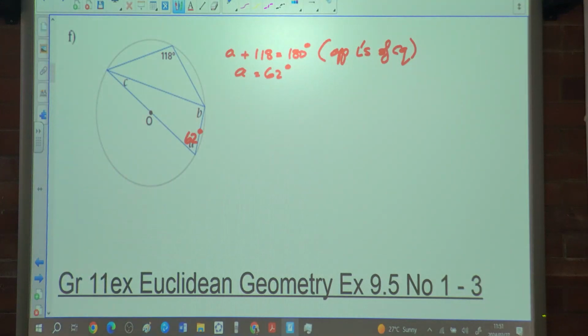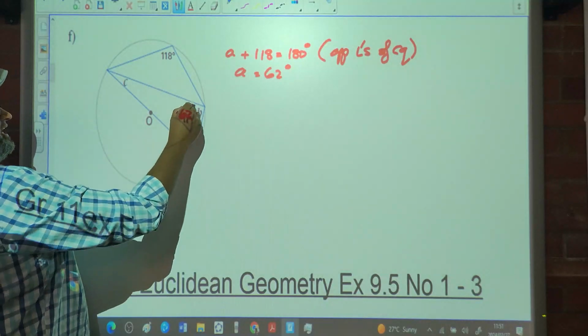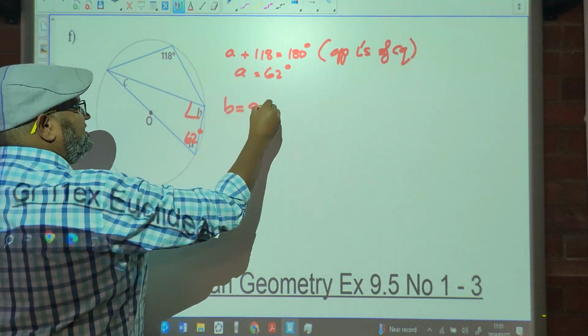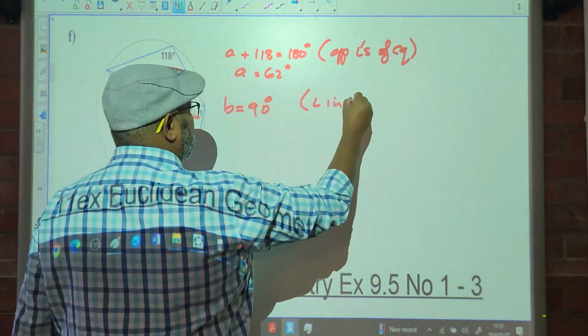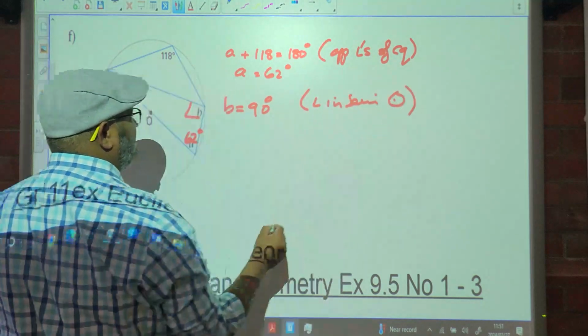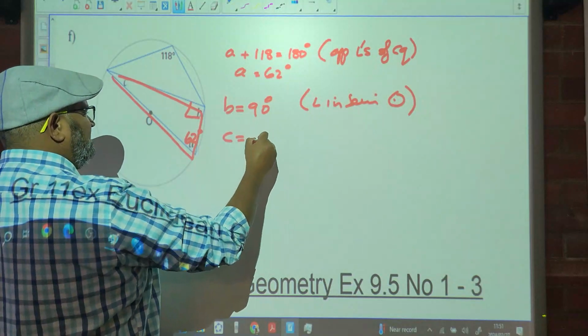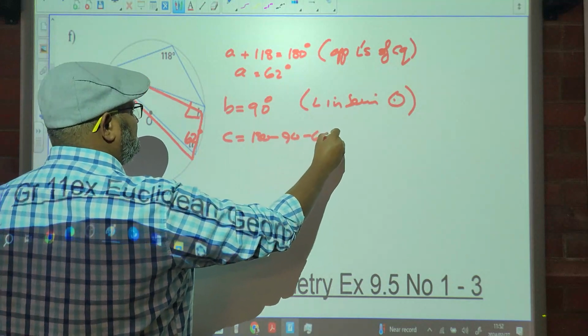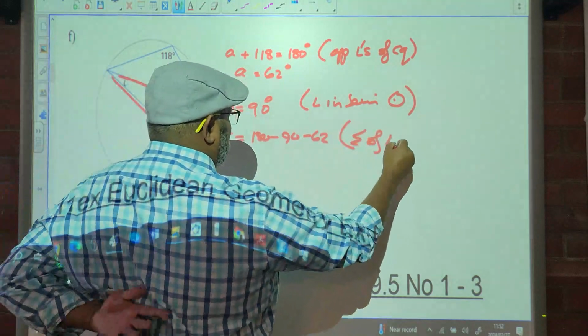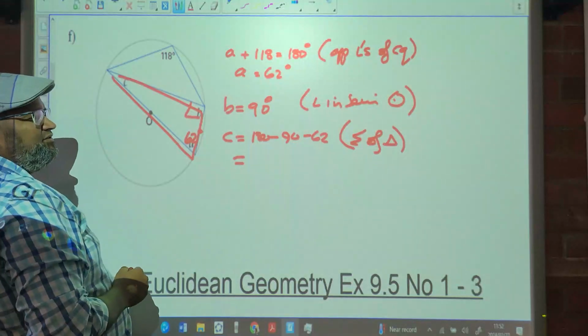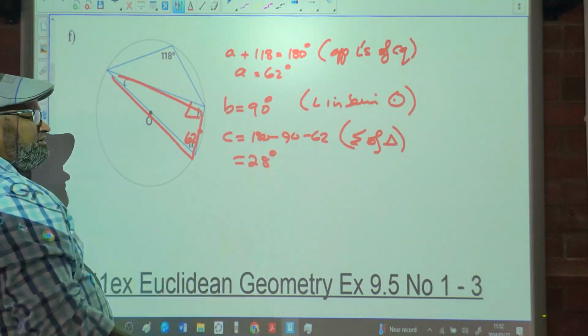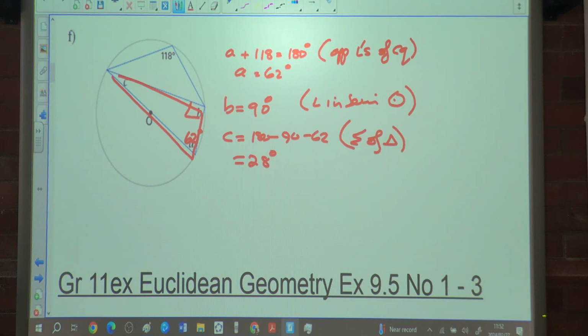Now what can be calculated? B. Angle B is 90 degrees. Why? Angle in semicircle. Are you going to calculate C? Sum in triangles. So C is equal to 180 minus 90 minus 62. Sum of triangles. We know the answer? Check if that's correct. 28 degrees. Yes. Okay. Any confusion there?